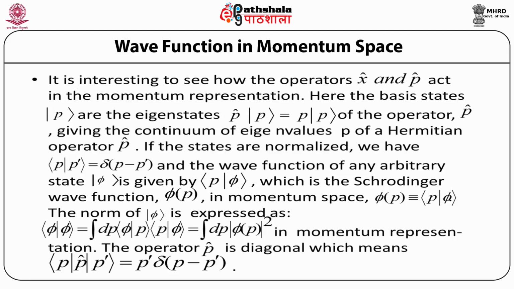The operator p is diagonal, which means that ⟨p|p|p′⟩ = p′ δ(p − p′). That is, all the matrix elements of the matrix corresponding to the operator p have all off-diagonal elements going to 0, and the only values that the operator p will have, in terms of the eigenvalues, are on the diagonal elements only.